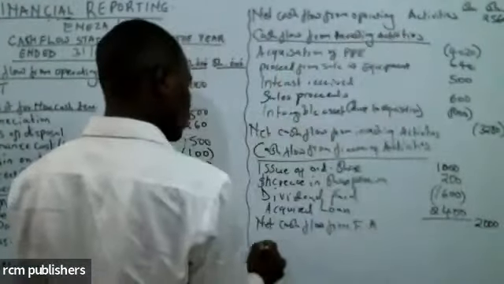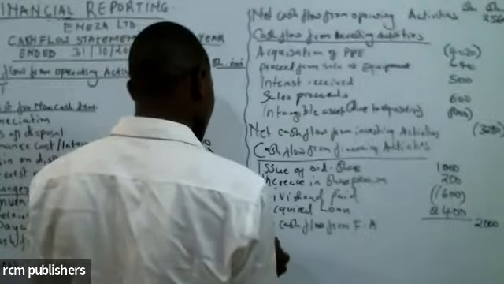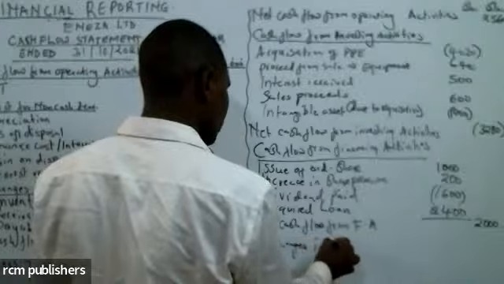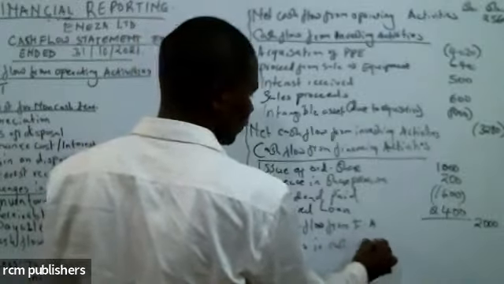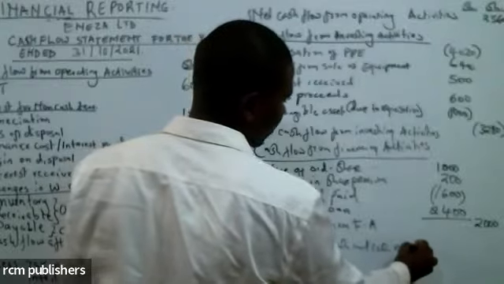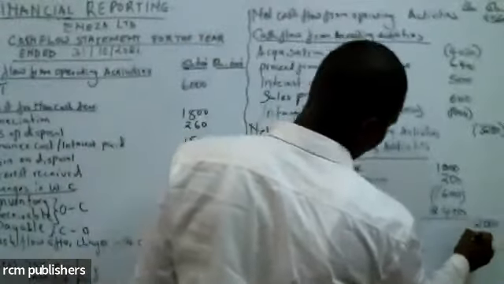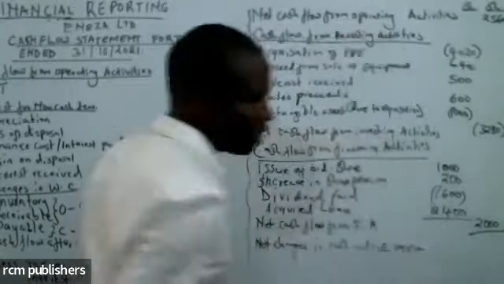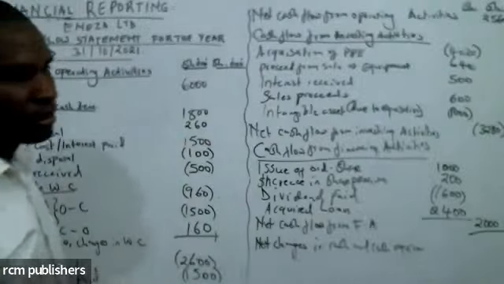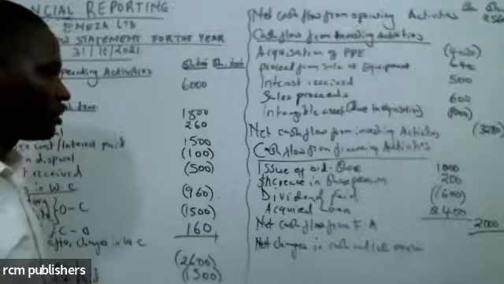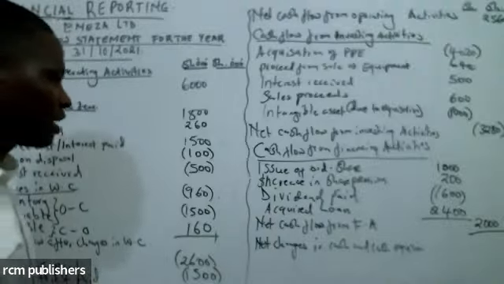Then from this point, it's where we say that we have the net changes in cash and cash equivalent. So class, can you give me the net changes in cash and cash equivalent? Of course, you add these, the three, the net. So what is our net changes in cash and cash equivalent class ni ngapi?